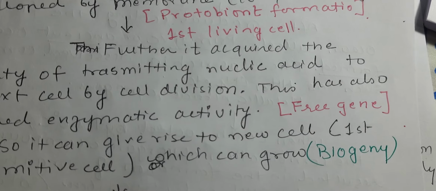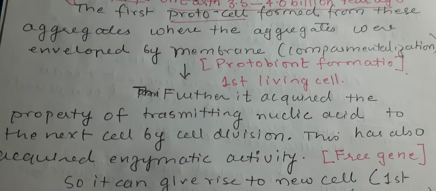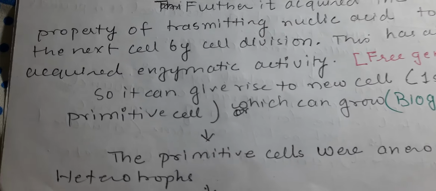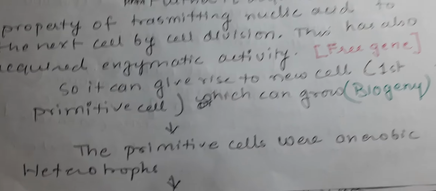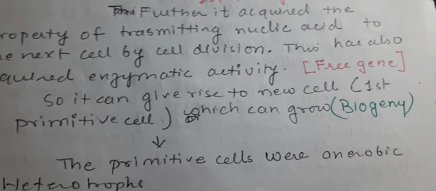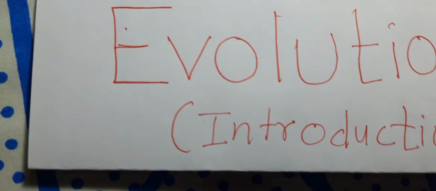This is called biogeny. And when the first living cell is formed from the non-living, it is called chemogeny, because they were aggregates of chemicals. The primitive cells were anaerobic heterotrophs. So the first cells which were formed were heterotrophs, and they were anaerobic because there was no oxygen in the environment.